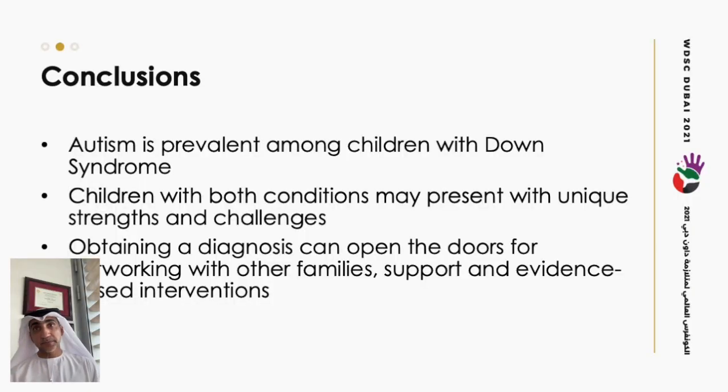In conclusion, autism is prevalent among children with Down syndrome. Children with both conditions may present with unique strengths as well as challenges, and obtaining a diagnosis can open the doors for networking, support, and evidence-based interventions for the child.